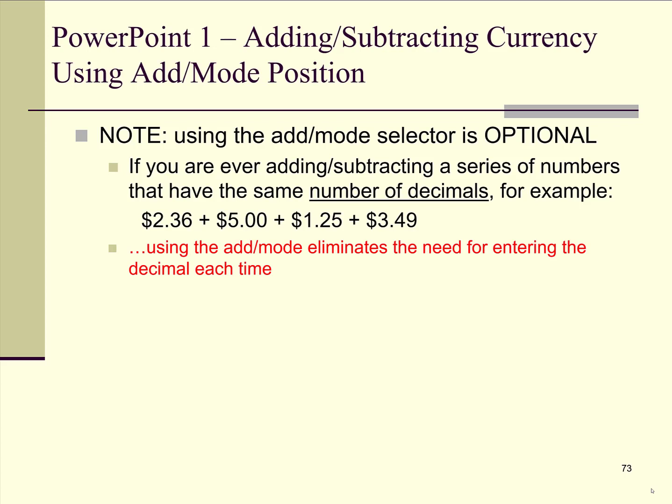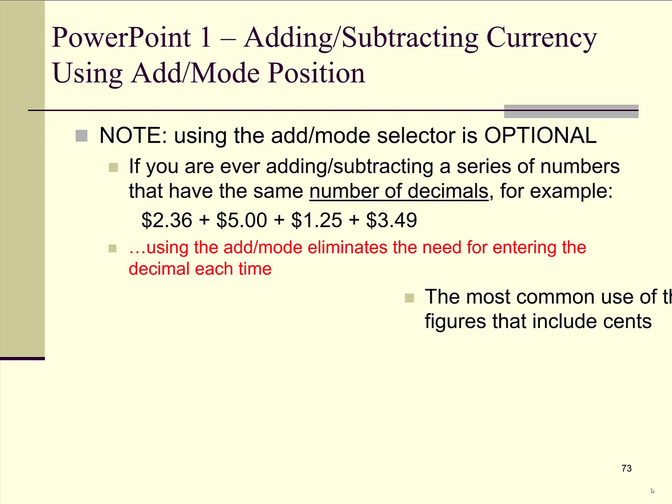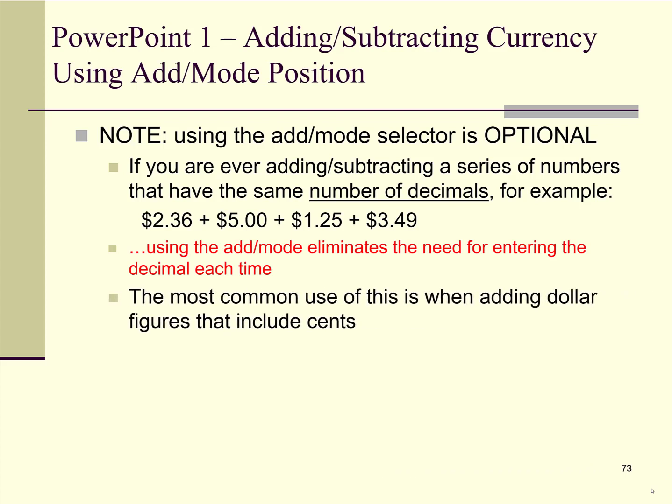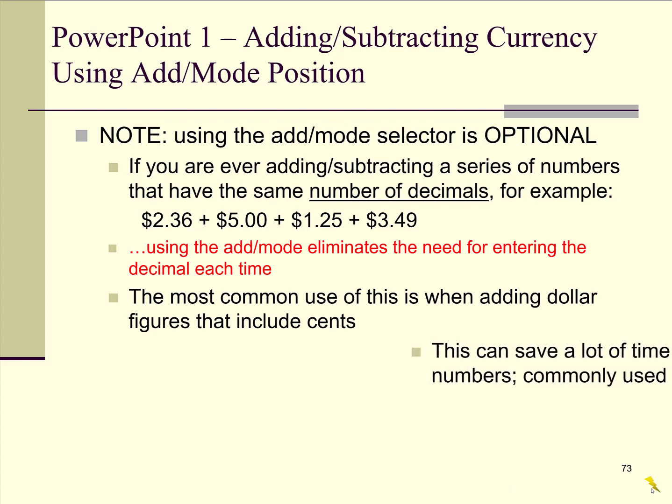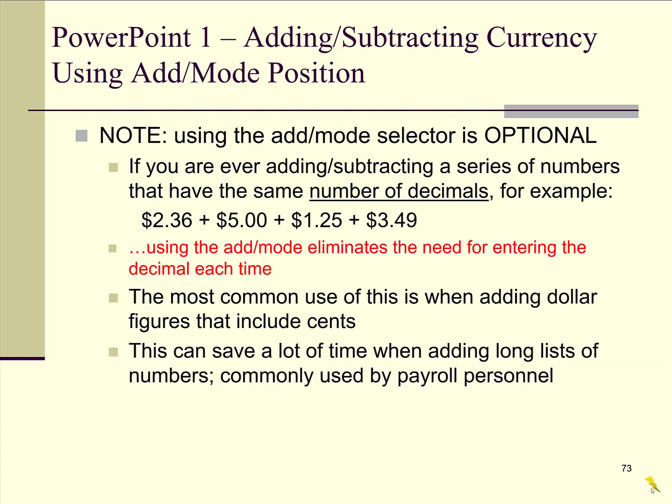So the add mode doesn't increase your efficiency by a tremendous amount, but if you're adding a long string of numbers with the same number of decimals, you might find this function to be handy. The most common use of the add mode is when you're adding dollar figures that include cents. This can save you a lot of time when adding really long lists of numbers. For example, if you were in the payroll department.